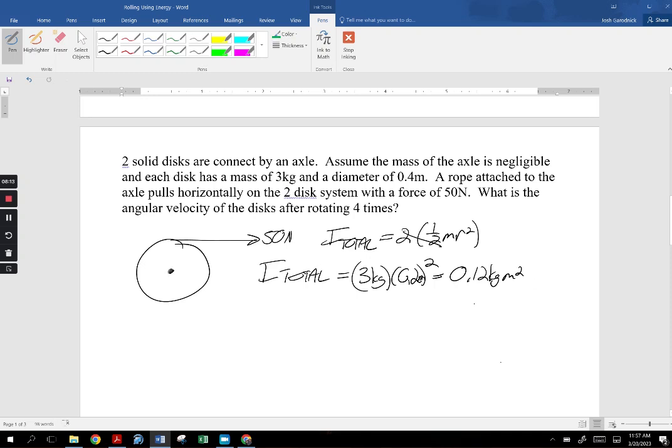Okay. Truth be told, I can't remember if this problem was intended to be on a fixed axle, where the object here would just rotate around the fixed axle, or if it was on a horizontal surface and it was rotating and also translating, like it was moving forward with that 50 newton force.